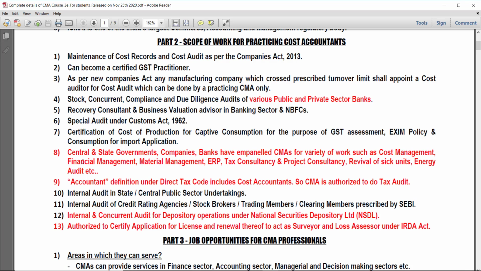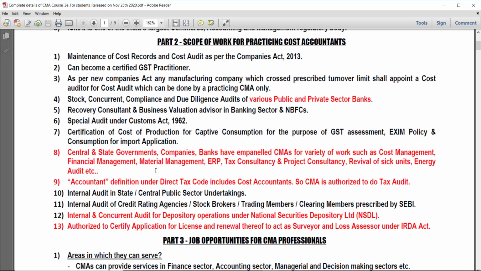He can become a certified GST practitioner. A practicing cost accountant can be empaneled by central and state governments, companies, and banks for various works like cost management, financial management, material management, ERP, tax consultancy, energy audits, etc. These are only a few examples.